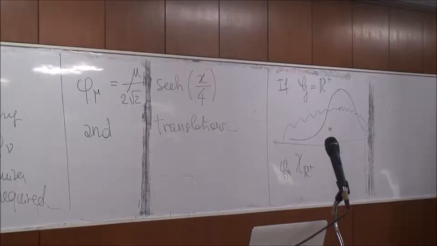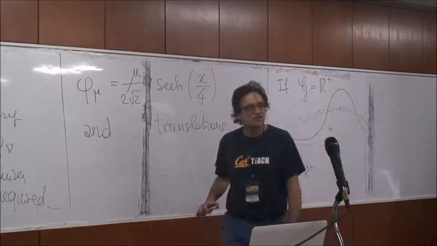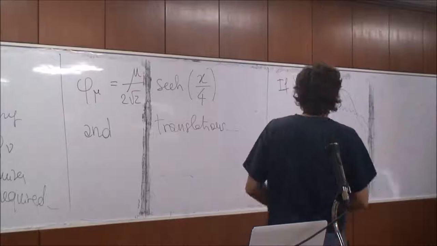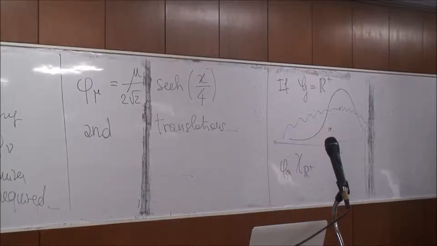So very simply, the existence of the minimizer on the line gives us the existence of the minimizer on the half line. So we have solved the problem for two graphs. The first graph is the line, R. The second graph is the half line, R plus. Now, a further step is this one.